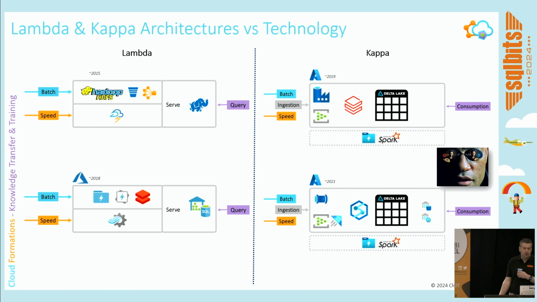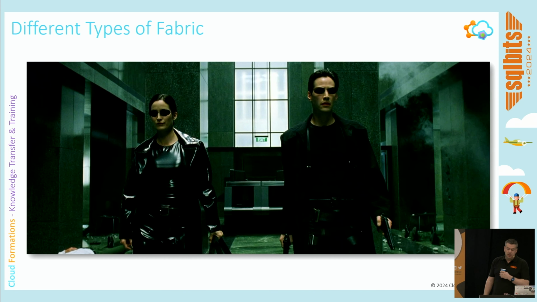Now, we'll introduce Fabric firstly by thinking about the fact that there are actually different types of Fabric. Trinity here is wearing a black leathery type thing, and Keanu Reeves has got some sort of heavy cotton type coat on. Different types of fabric, right? That black doesn't really work on that projector screen. Shut up, Paul, with your silly dad jokes.